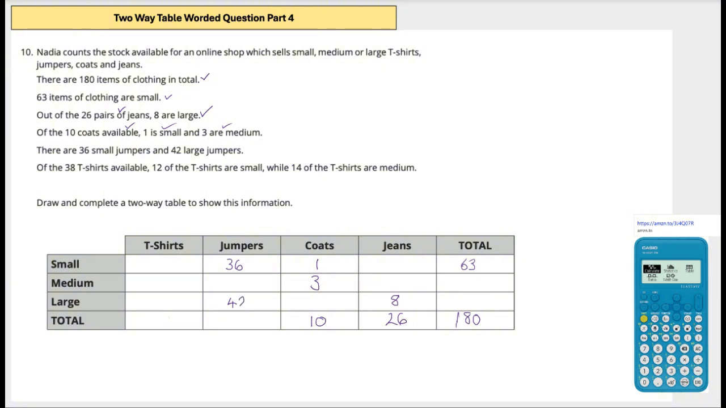So as you can see, it's starting to look very much like what we've done in the previous videos. Of the 38 t-shirts available, so that's telling us the t-shirts in total is 38. Let's go to our t-shirt. It says that 12 of the t-shirts are small, while 14 of the t-shirts are medium. So tick that. There we go.